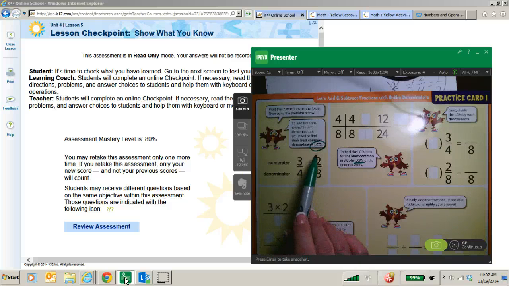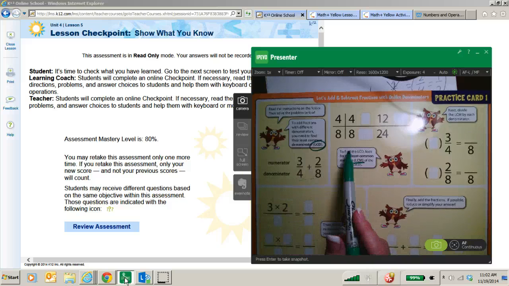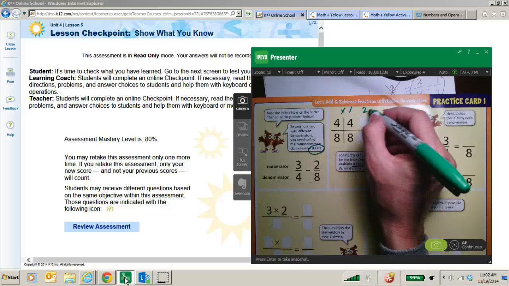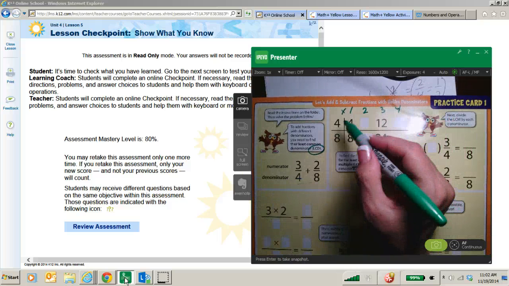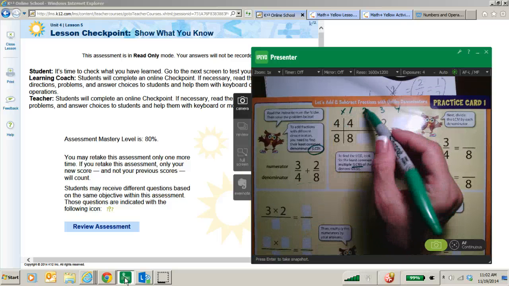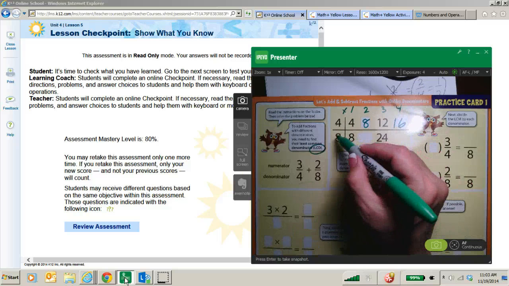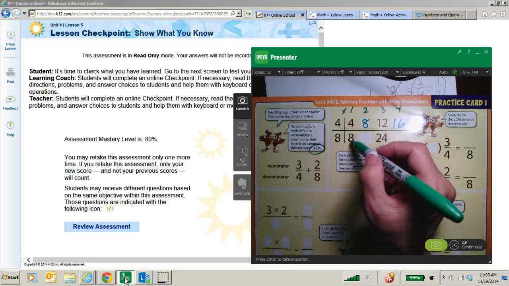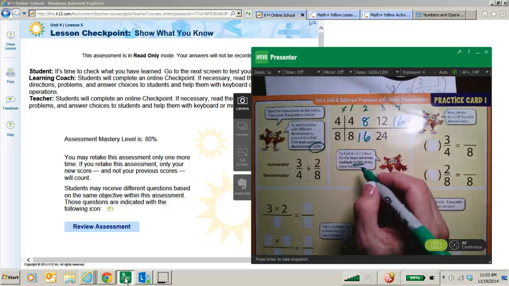So when we think of turning this 4 and 8 into the same denominator, we need to think about the multiples. Multiples are when you make a number bigger by multiplying. We have 4 times 1 is 4, 4 times 2 is 8, 4 times 3 is 12, 4 times 4 is 16. 8 times 1 is 8, 8 times 2 is 16, 8 times 3 is 24. And we look, do we see anything that's in common?